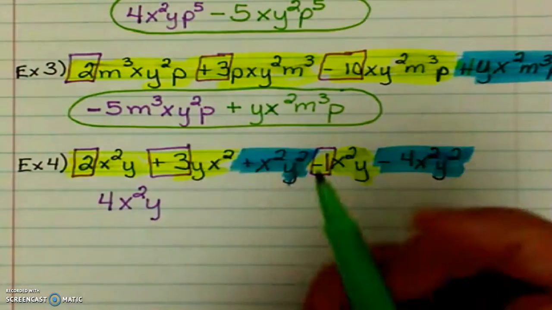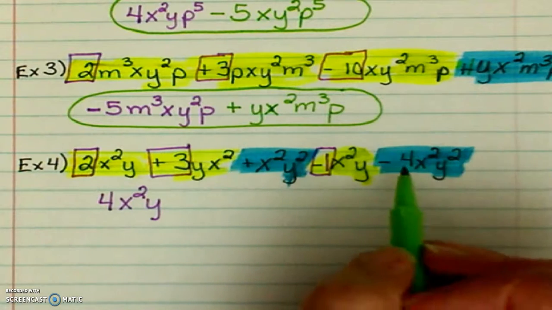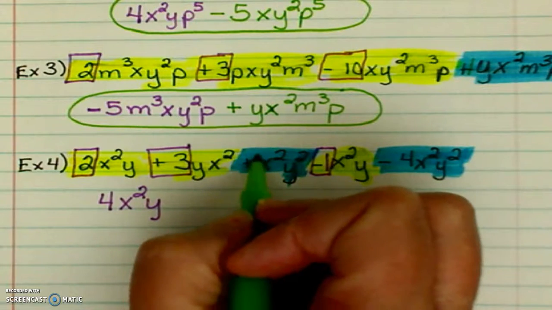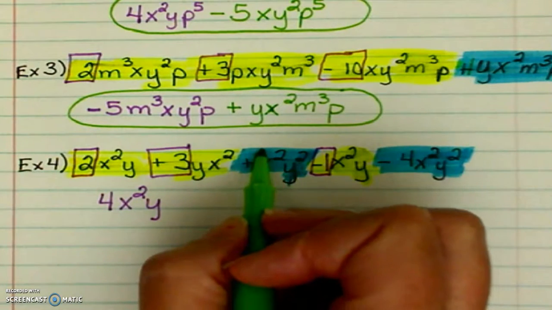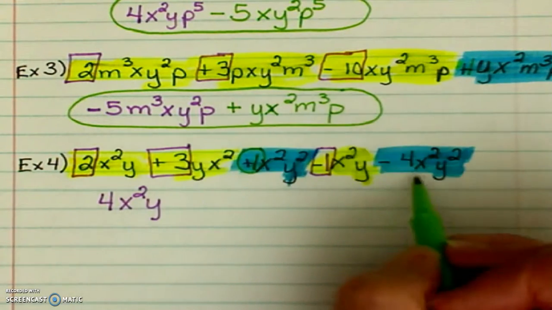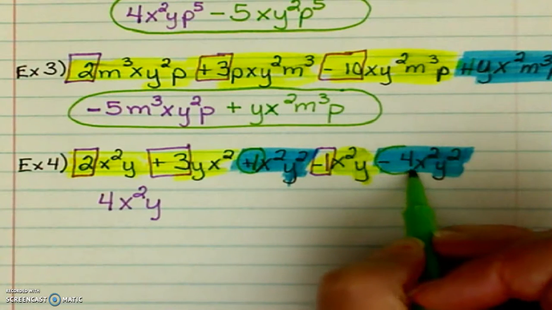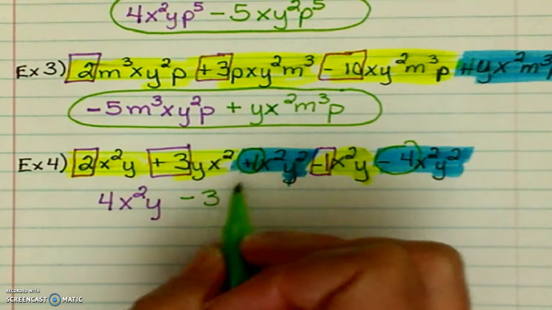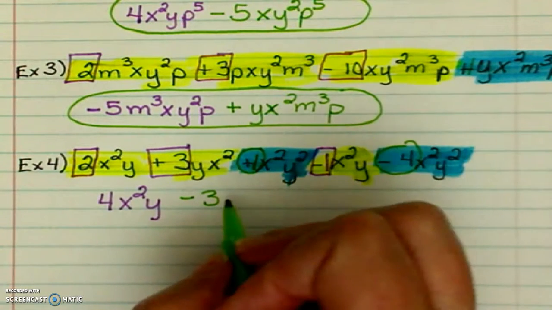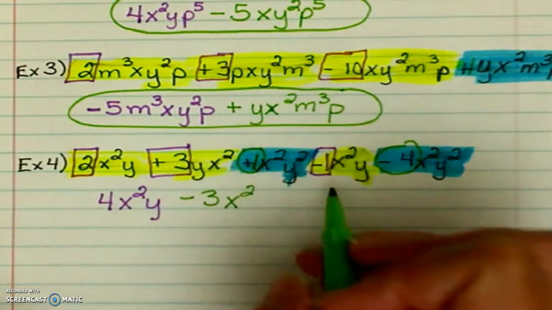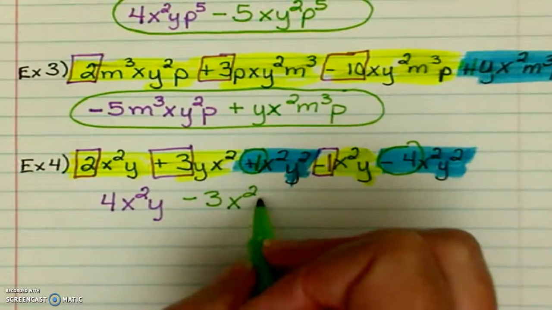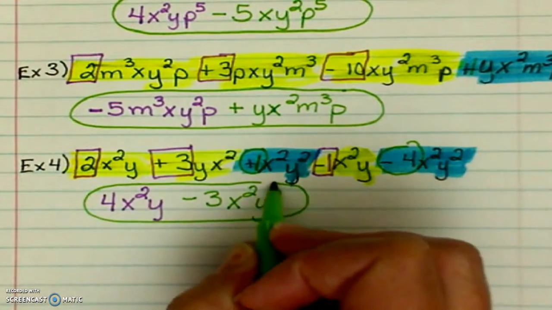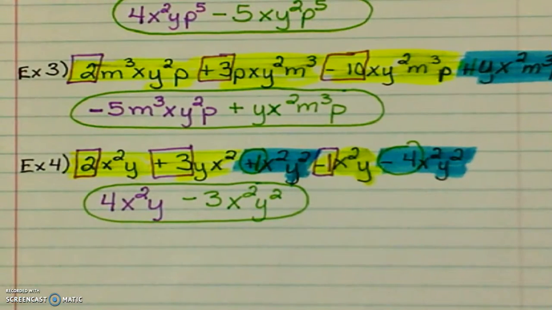Now what we need to do is we need to add the blues together. So to add the blues together, we add the coefficients. Remember, this is understood to be a 1. I hope you can see that. So we have a positive 1, and we come over here and we have negative 4. So team negative wins by 3, or 1 minus 4 is negative 3. And then we tack on those variables. In blue, it's x squared, y squared. So keep that last name the same. And there is the simplification of that expression.